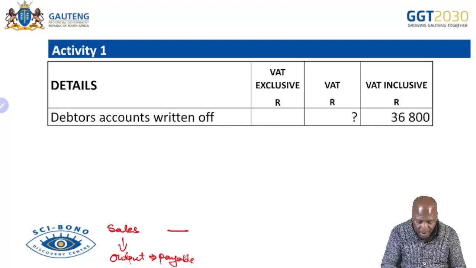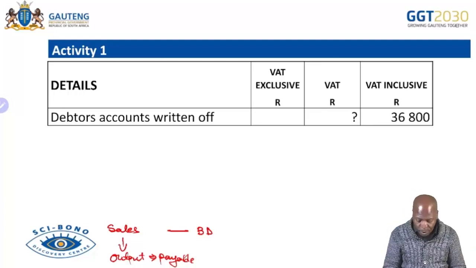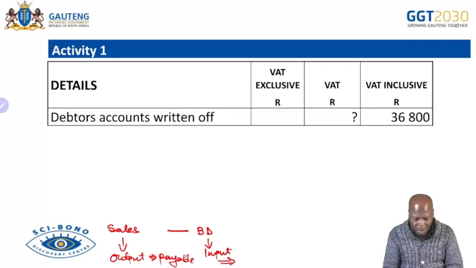Now, when we have debtors accounts that are being written off, that means we are having bad debts. Bad debts simply means that amount cannot be recovered anymore. That means whatever we are supposed to pay over to SARS now has to decrease. Our payable to SARS should then decrease. Therefore, if we are to decrease what is to be paid over to SARS, it should now come to the input. So that means my bad debts now comes to my input.